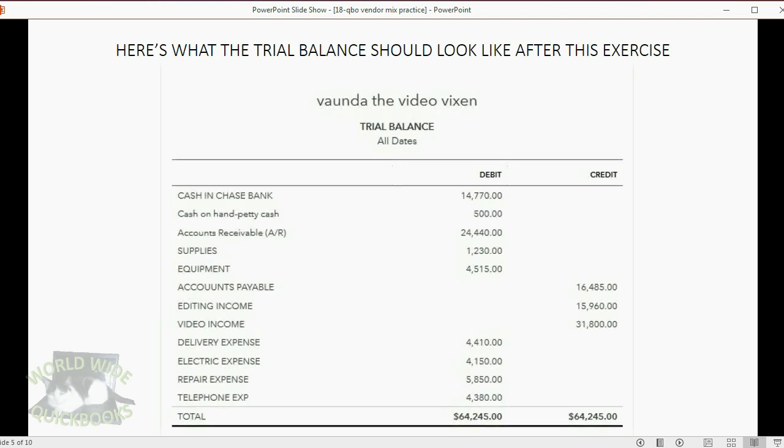Here's what the trial balance should look like when you finish. If it doesn't, you have to use what you learned to find and fix mistakes. You can pause the video in this position to compare this trial balance to yours.